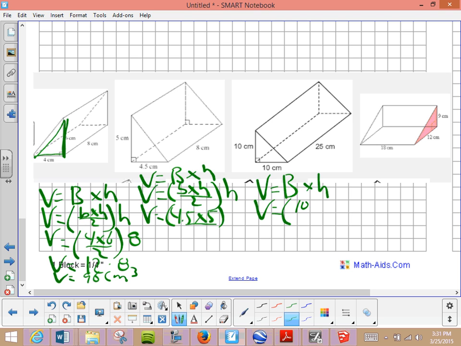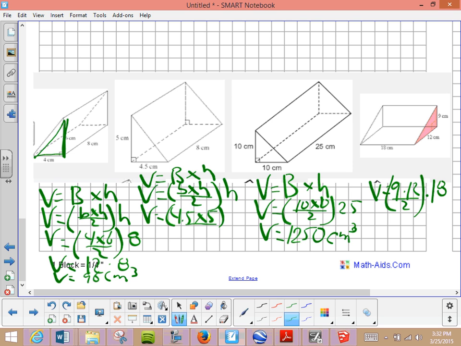It is 10 times 10 divided by 2 times 25, right? So 100 divided by 2 is 50. 50 times 25? 1250, right? You're not multiplying by 100. You're multiplying by 50. Centimeters cubed. And same with that one. 9 times 12 divided by 2. And then multiply by 18.